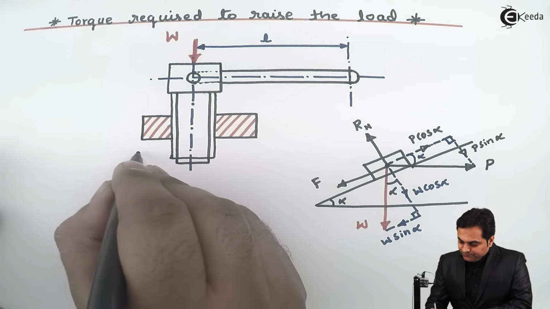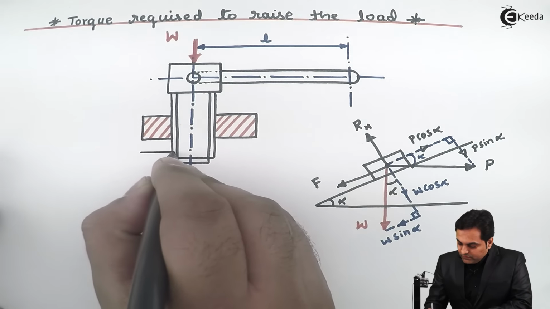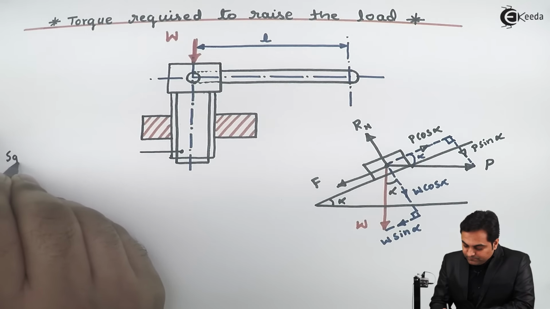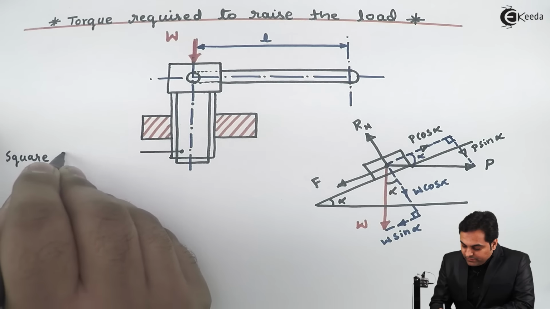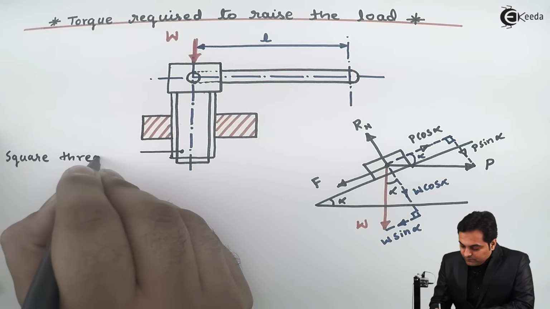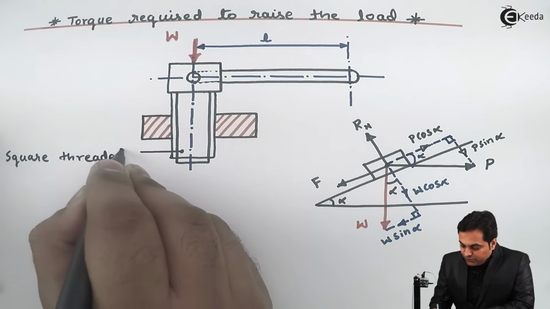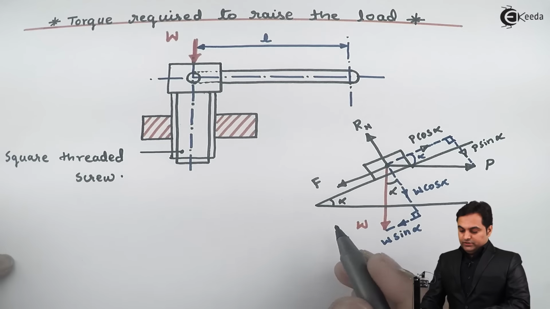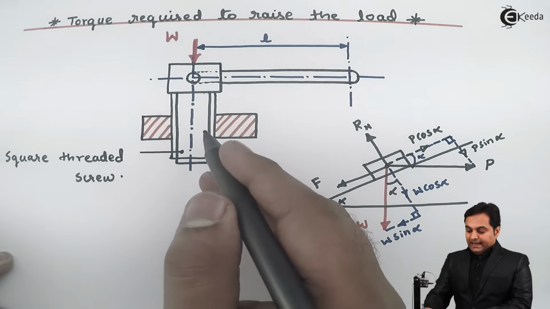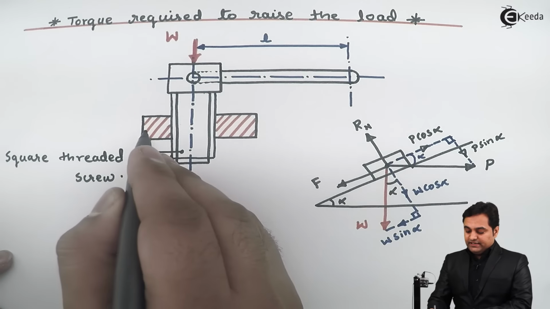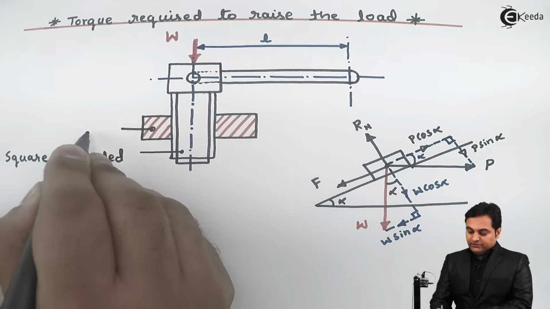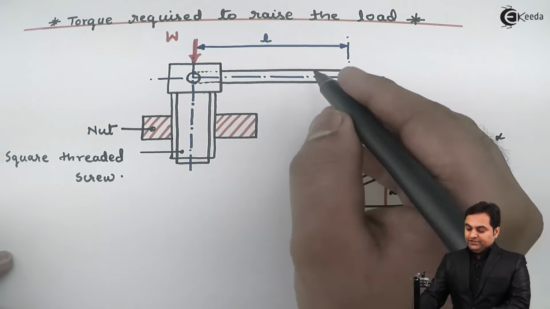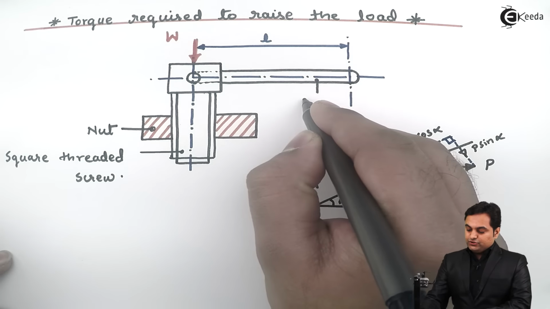So this is, I'll denote it as a square threaded screw. Here is the square threaded screw and it is rotated inside this nut, and here we have the handle of this square threaded screw.